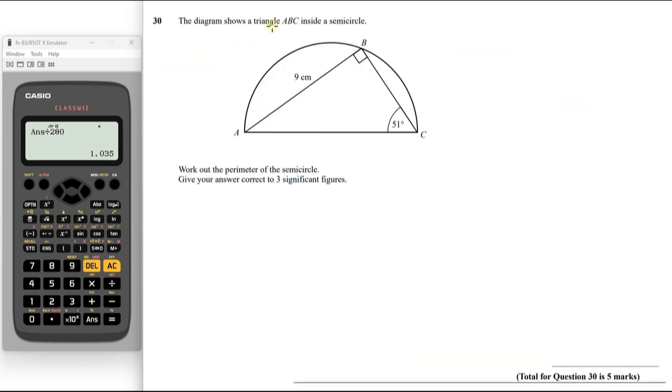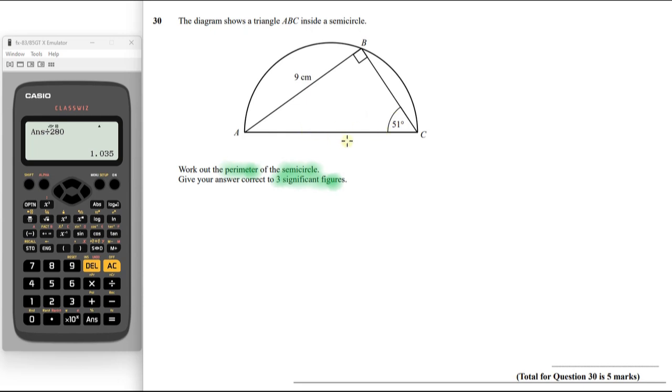Question 30. The diagram shows a triangle ABC inside a semicircle. Work out the perimeter of the semicircle. Give your answer correct to 3 significant figures. So straight away I can see that we've got a right angle triangle. We've been given one of the side lengths and we've been given an angle.